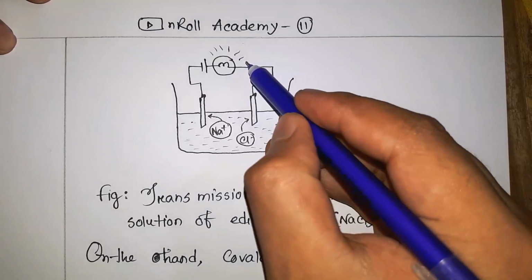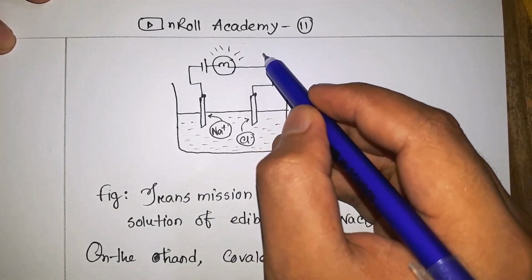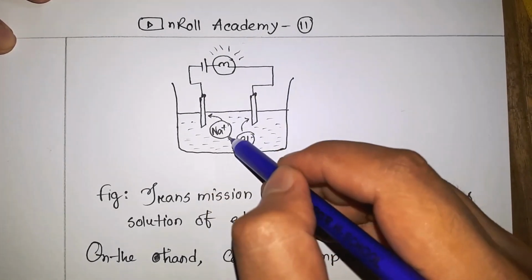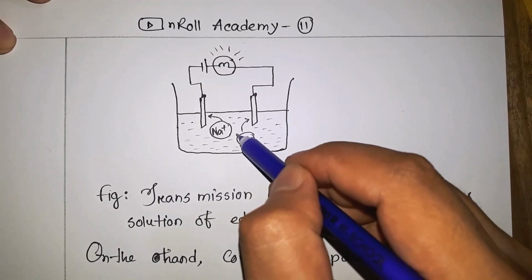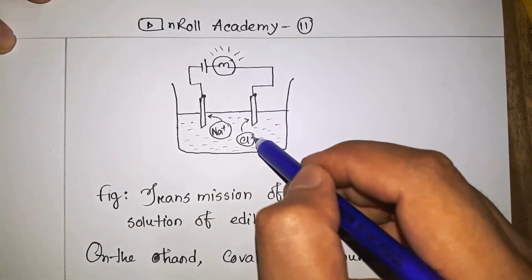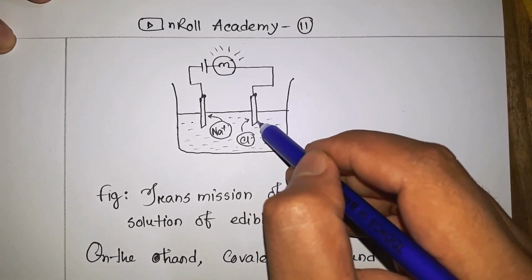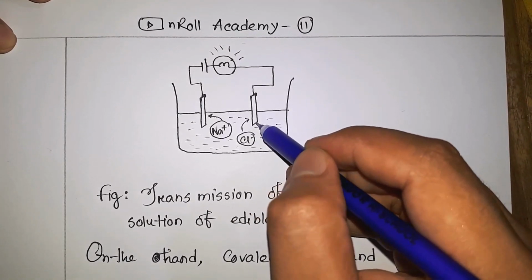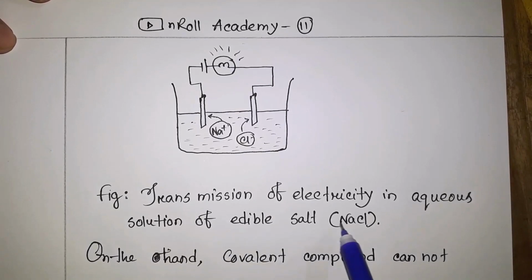Let's have a look at the picture. Here you can see the light is lit up. This is graphite, this is graphite, this is the solution of sodium chloride. The sodium positive ion attracts the graphite, and the chlorine negative ion attracts the positively charged graphite. This is a picture of transmission of electricity in an aqueous solution of edible salt.